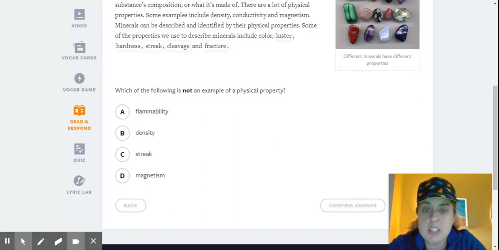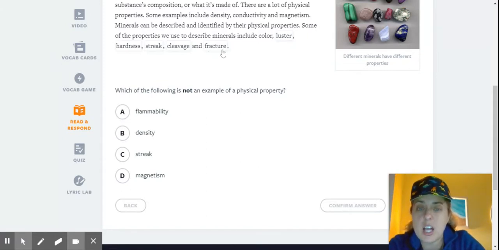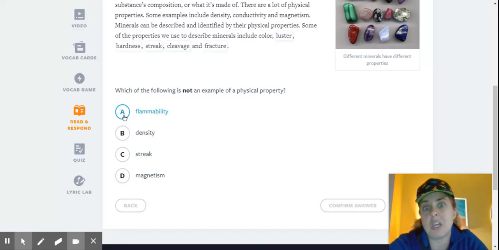Look at the top. It says there are a lot of physical properties. Some examples include density, conductivity, magnetism. Others could be like color, luster, hardness, streak, cleavage, and fracture. So it looks like the only type that's not listed is flammability. That's to be on fire.